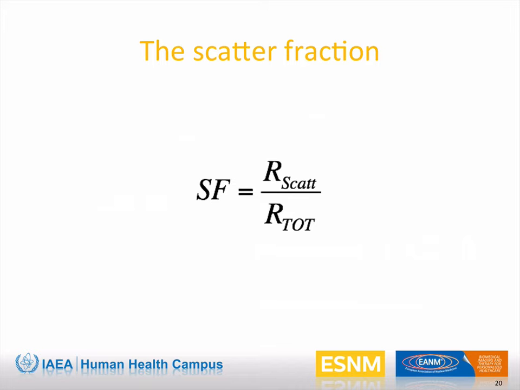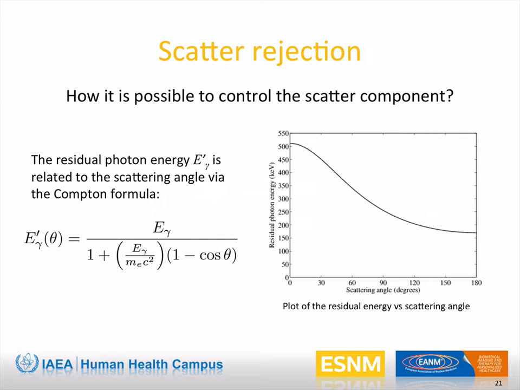Scattered counts generate a low spatial frequency background that reduces the contrast in the reconstructed image. The spatial distribution of the intensity of the background generated by scattered counts depends on the activity distribution and the shape and size of the patient. Now, let's have a look at how it is possible to control the scatter component. That means minimizing the scatter fraction.